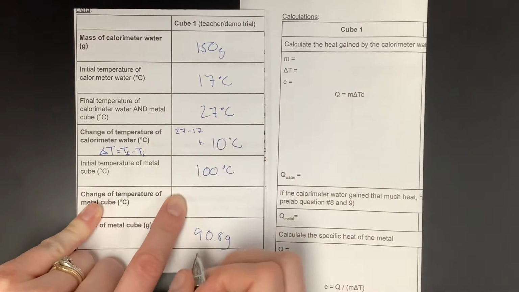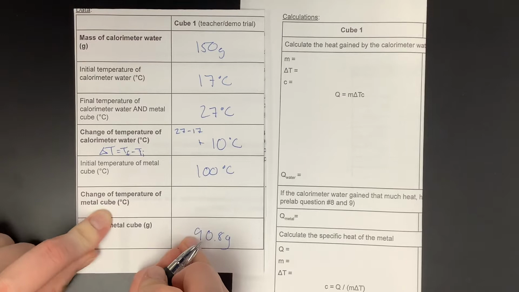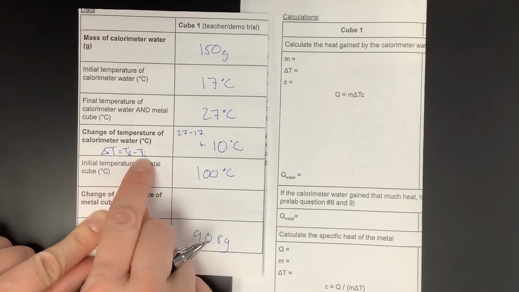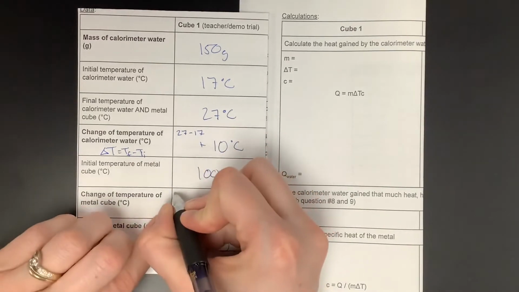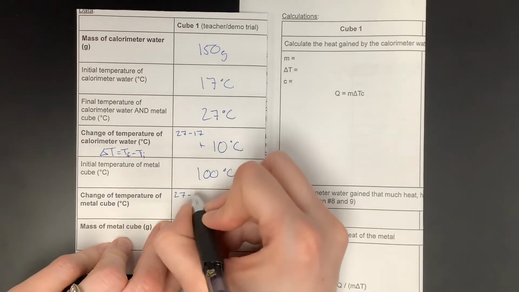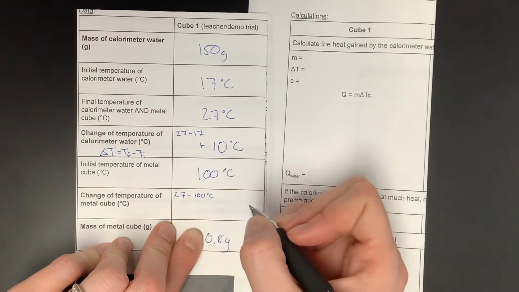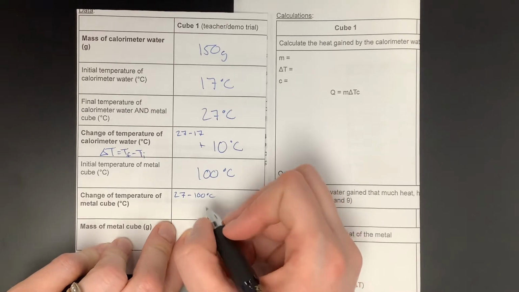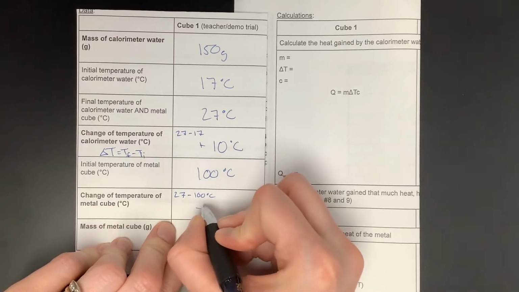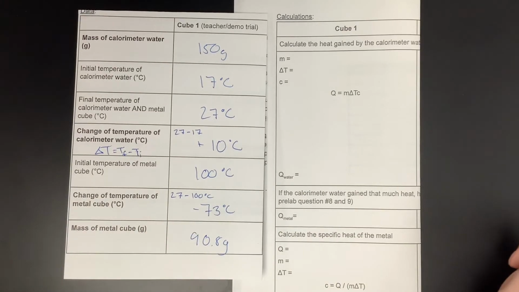If we want to find the change in temp of the metal cube, change in temp is again final minus initial. So we're going to use the final temp of the metal cube, which is 27, minus the initial temp of the metal cube, which is 100 degrees Celsius, which gives us 27 minus 100 is negative 73 degrees Celsius. All right, here's all our data.